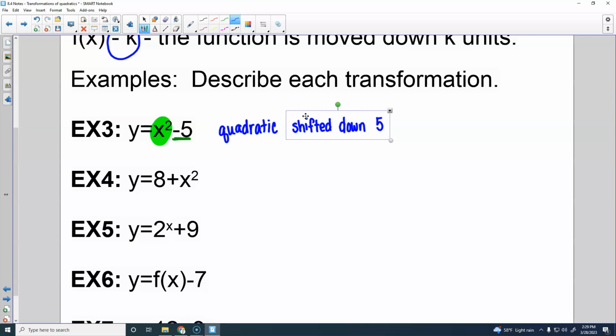Okay? All right. Questions on that? All right. Our next one, once again, we've got an x squared. So that x squared tells me that this is still a quadratic. Okay, what's happened to this one? It's going to be up 8. The 8's in the front. Does that matter? It is not, because could I write it this way? X squared plus 8. Would that be all right? Be the same, right? So this is going to be shifted up 8.